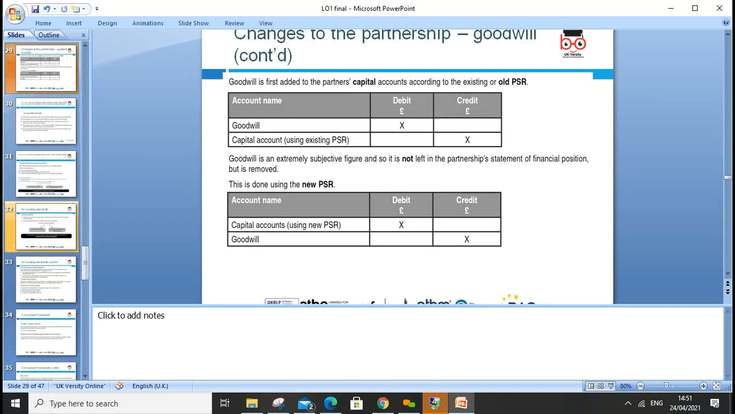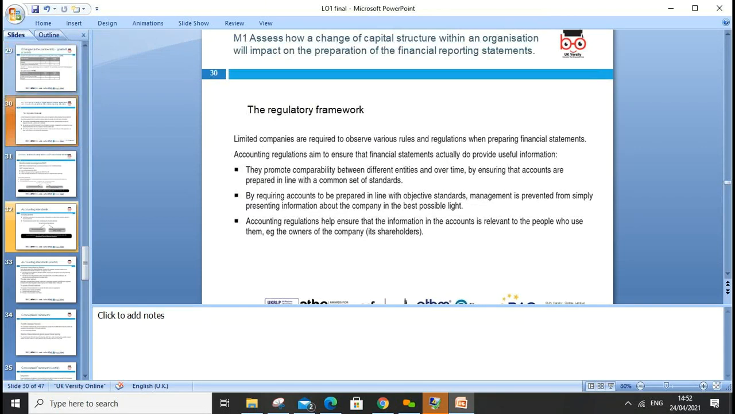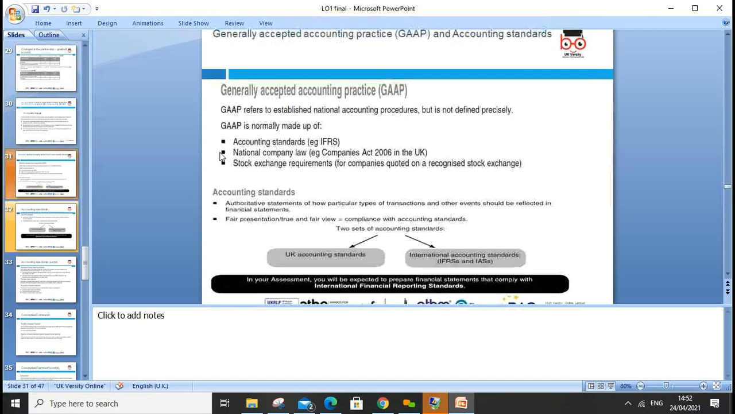So first we create the goodwill: debit the goodwill, credit the partners' capital accounts, then debit the partners' capital accounts and credit with the old and new ratio. That's the key treatment. Okay, then we assess how the change in capital structure works, and we have a different regulatory framework we have to follow.